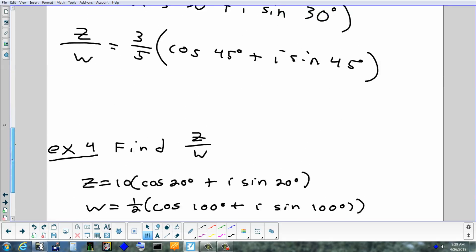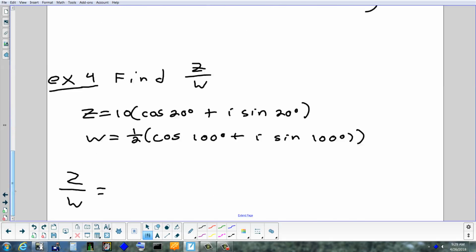Okay, so we'll try one more with division, and then we'll do the last thing, which is about the same difficulty as these two things. So I have z divided by w. Okay, so I've written out z and w. What's my radius going to be here when I take z and divide it by w?